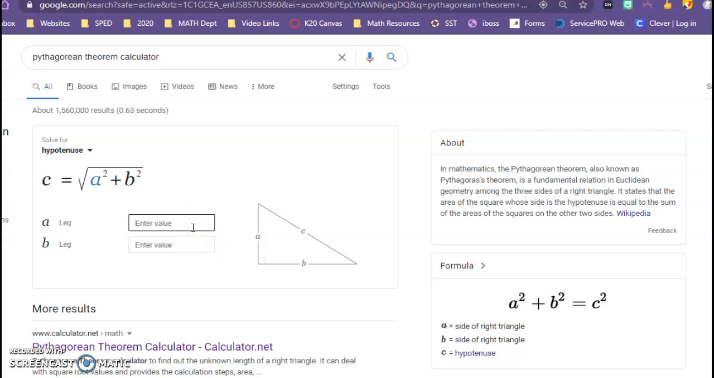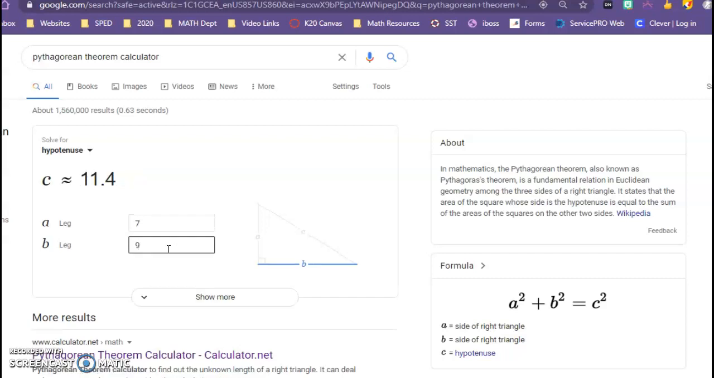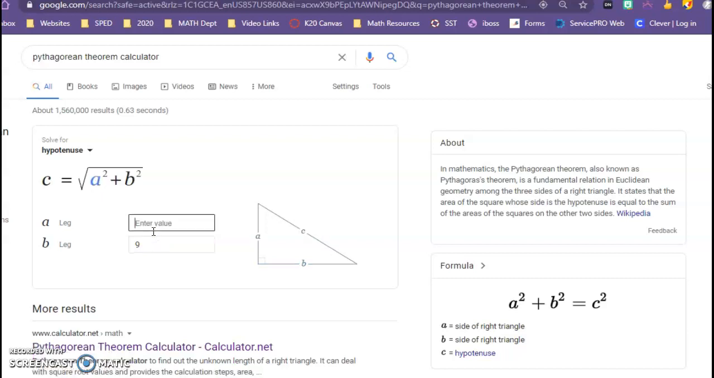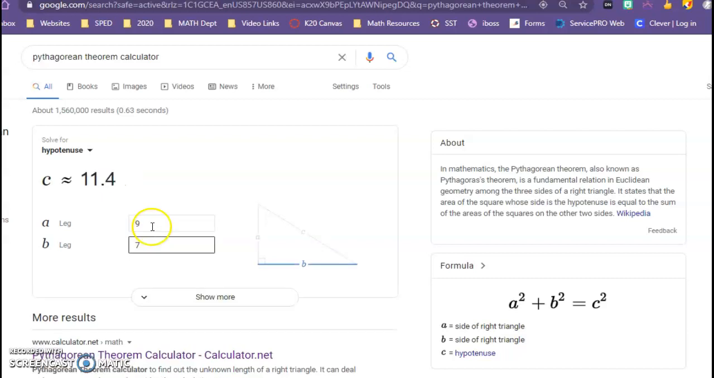So in the problem we just did, where Becky's house and Anna's house, there were 7 units and then there were 9 units. It doesn't matter which one you put where. If you wanted to say that this one was 9 and that one was 7, it'll still calculate it out the same way. So 7 and 9. So this side length was 7, this side length was 9.